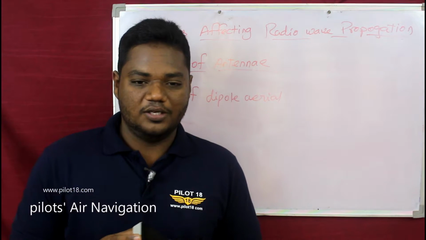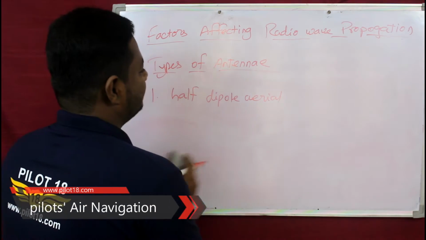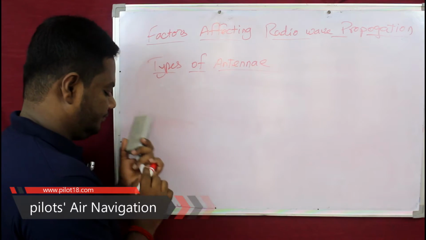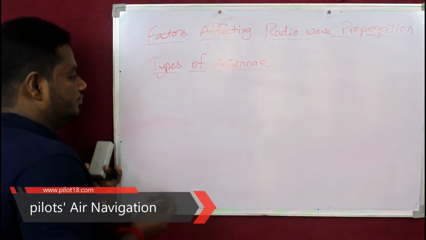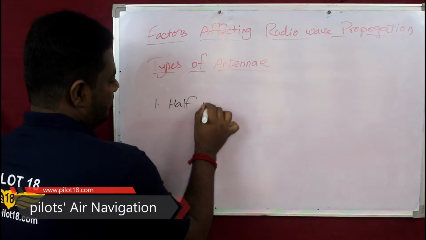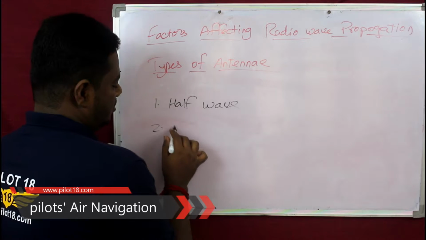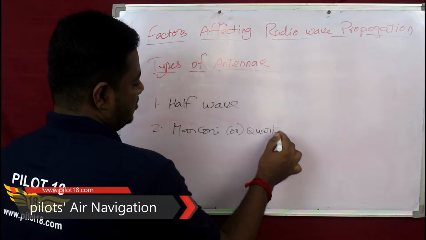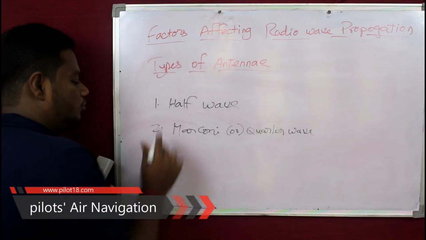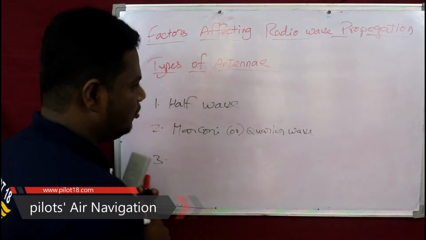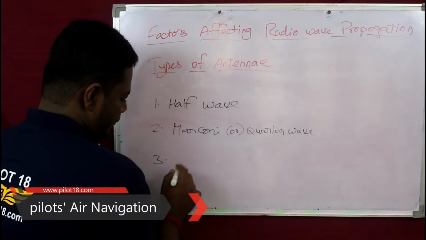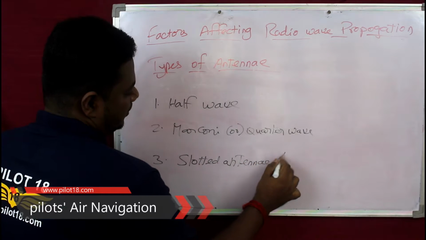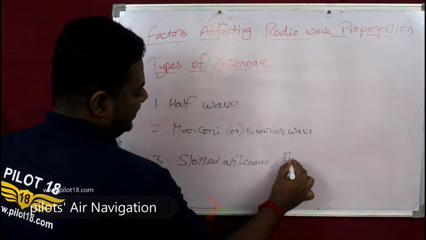Half wave, Marconi. So let's see the types of antenna. Number 1, half wave. Number 2, Marconi or quarter wave. So these two types of antennas, and another third one which we use is slotted antenna or flat plate antenna.